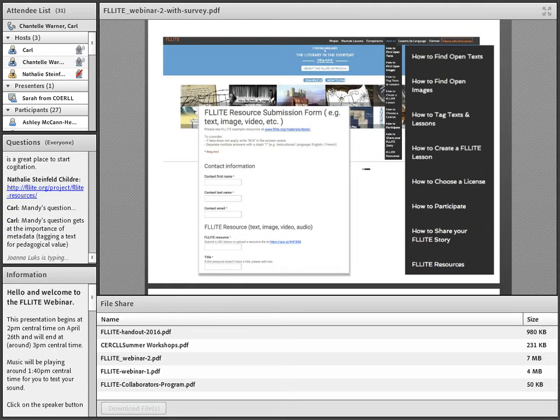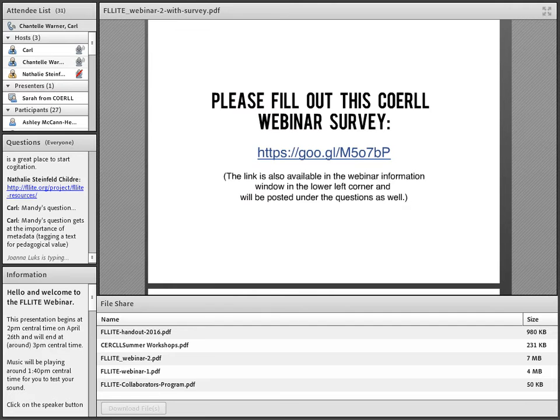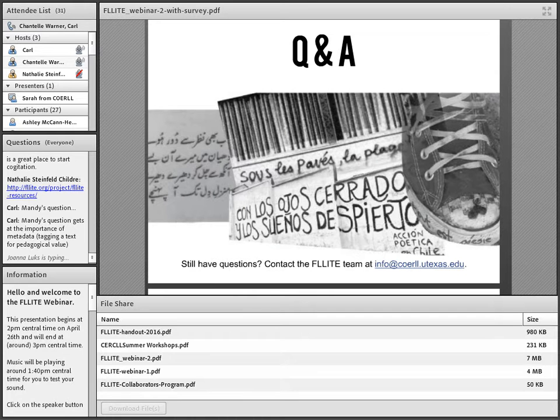Right, and Carl's pointing there to the question. This question also getting at the importance of metadata, and this is something that we've talked a lot about in some of our workshops, but you can find more about it on that FLLITE resources page under those how-to materials that we have there.